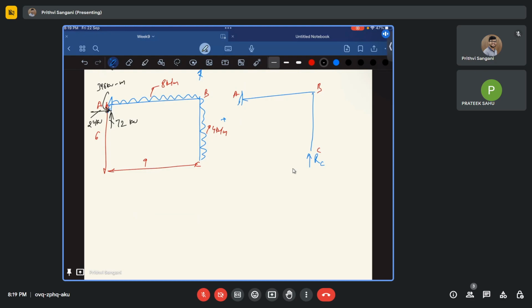Now, if this is going to be RC, then RC acts downwards, and you have a bending moment of 9 RC here. Now, what is our compatibility equation? This is 1 and this is 2.